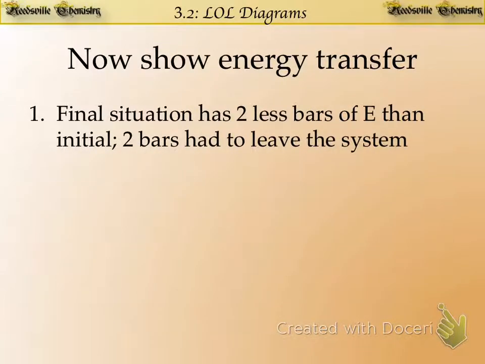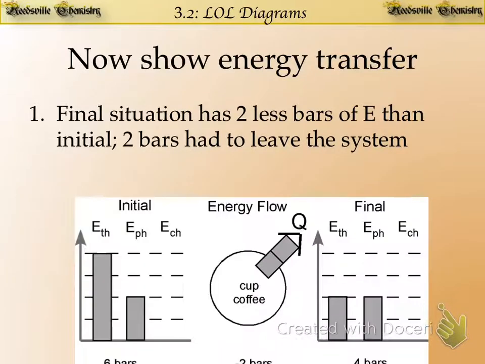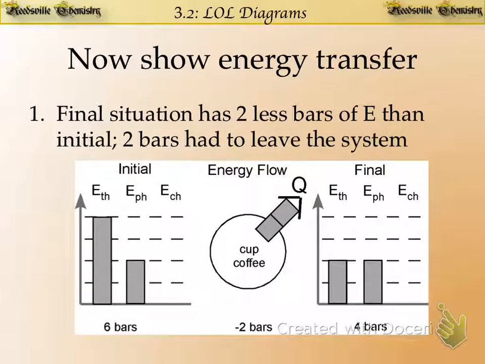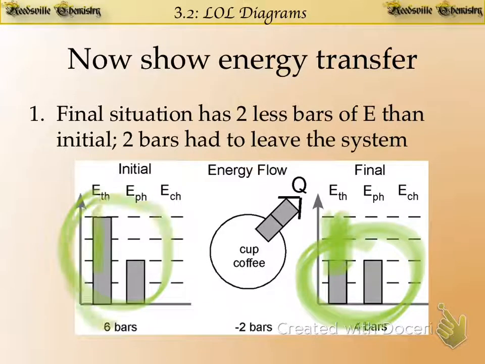All right, so our final situation has 2 bars less than our initial situation. If we take a look at our final situation, the one on the right side, there are 2 bars less, like these little bars are voided, than there is on the left side. There's 2 bars more over here. That energy has to go somewhere. We learned that energy can't be created or destroyed. So here's where our energy transfer mechanisms come into place.